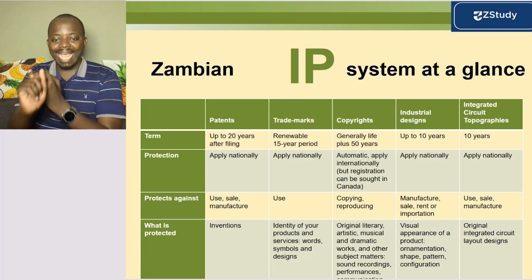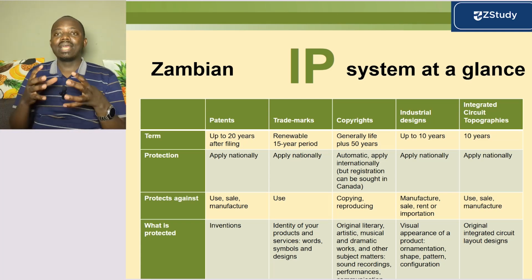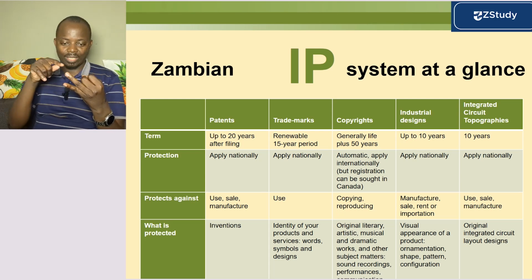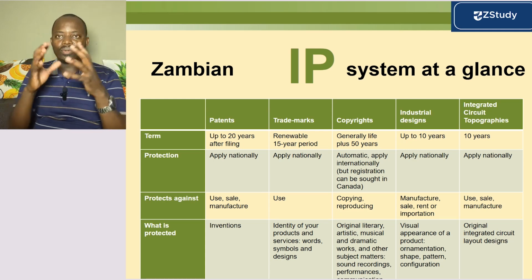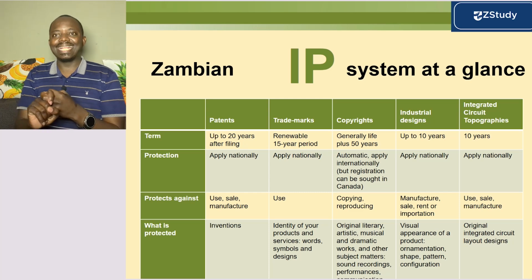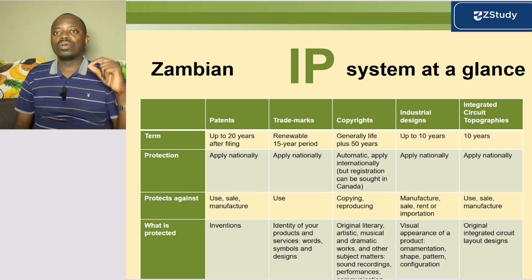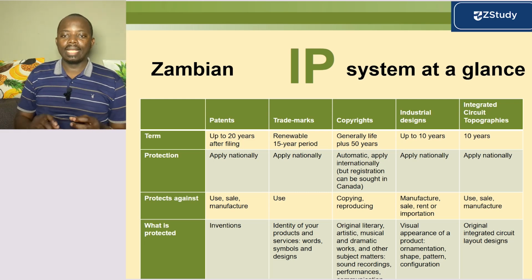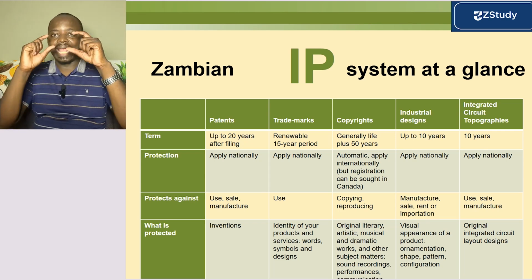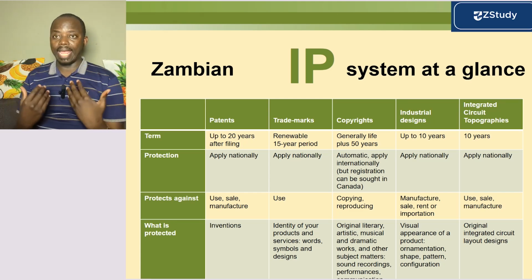Now, what do they protect against? Patents will protect you against the use of your invention. It will protect against the sale. It will protect you against the manufacture. What this means is that if you come up with an invention, no one can use that particular knowledge or idea, that creation of your mind, in any way. No one can sell and no one can manufacture anything that uses that invention without exclusive permission from you. Trademark only protects you against the use. So I cannot, for instance, use the word Airtel in a product that I'm selling unless I've got exclusive rights from Airtel.